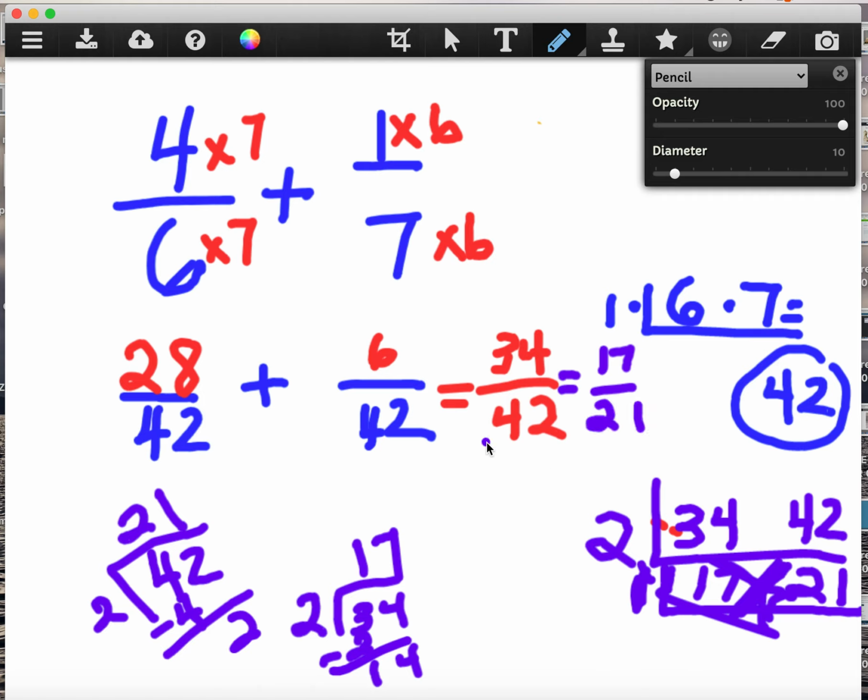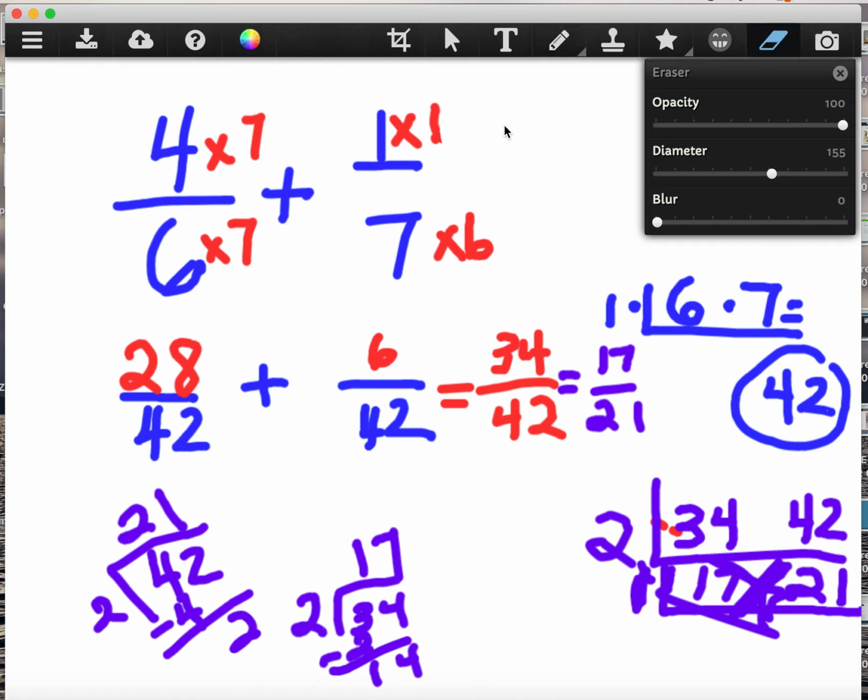Okay? So if you can't multiply the smaller number times something to get to the larger number, you're going to have to change them both to a common denominator. Okay, and that's where your multiplication facts become really important. All right, let's do one more like that, since that's a little bit more to it.